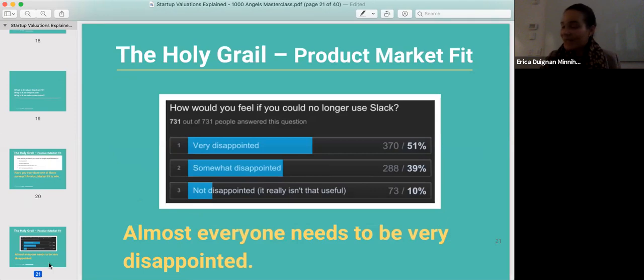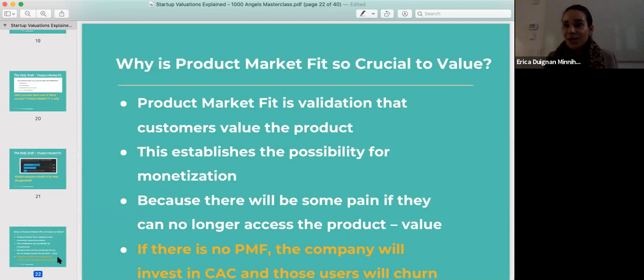They had 51% of users who would be very disappointed if they could no longer use Slack, and 39% somewhat disappointed. The fact that 90% of users would be disappointed if they could no longer use Slack, I think I might actually be in the 10%, because I find I don't need another communication channel. But basically, this is what you need in order to achieve product market fit. You want to get this number to at least 70%. A really great technology like Slack is all the way at 90. But it's quite a difficult bar, and this is where a company needs to be in order to actually create value.